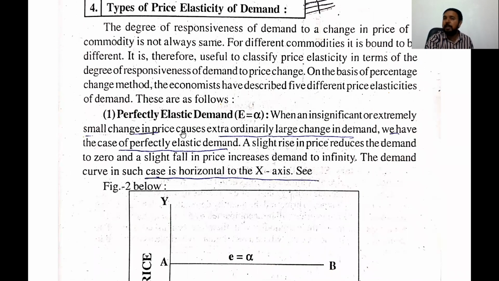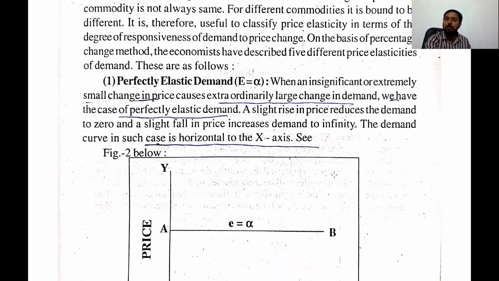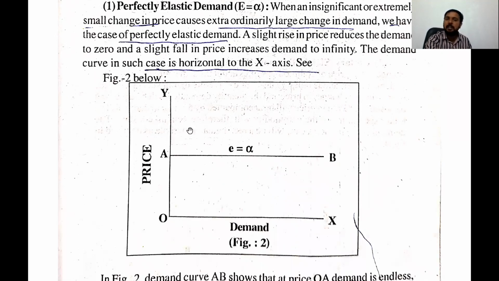The first one is perfectly elastic demand. When an insignificant or extremely small change in price causes an extraordinarily large change in demand, we have the case of perfectly elastic demand. A slight rise in price reduces the demand to 0, and a slight fall in price increases the demand to infinity. The demand curve in such a case is horizontal to the x-axis, see figure 2 below. So guys, here we can see clearly that a nominal or normal change in price will cause boundless changes in its demand.